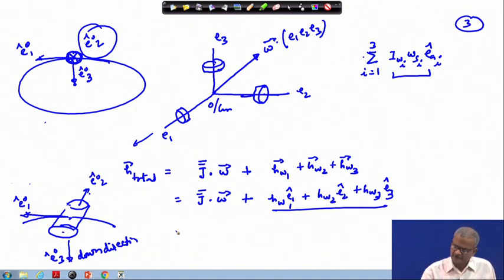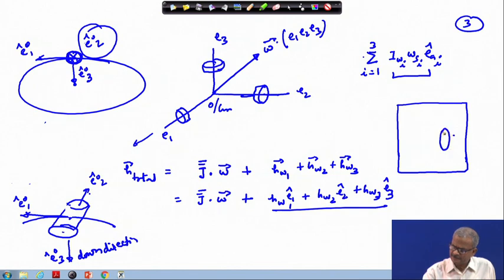So, what I am trying to show you here is that inside the satellite, in a particular direction, I can set the wheel rotating, say along this direction, this is the E 2 direction. So, I set the wheel rotating right in the beginning.